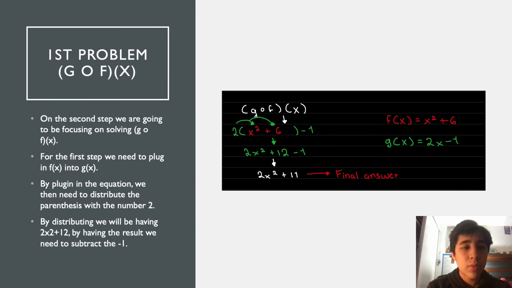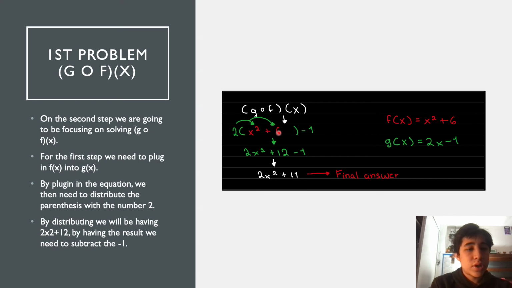The second part will be only focusing on solving g of f. For the first step, we need to plug in f of x into g of x. As we can see, g of x is 2x plus 1. So whenever we see an x, we will be plugging in this equation, as we can see in the example.